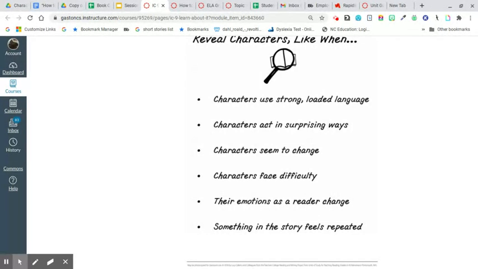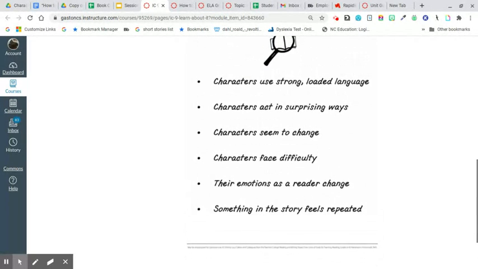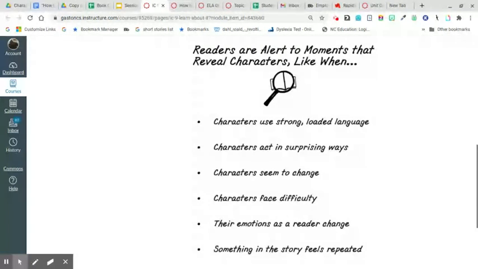Or maybe something in the story feels like, oh, haven't we seen this before? This seems familiar. So, these are things to consider, ladies and gentlemen. You should always be considering things as you read. Don't read just to look at the words, that's a waste of your time. Read to get something out of it. You'll enjoy it so much more.